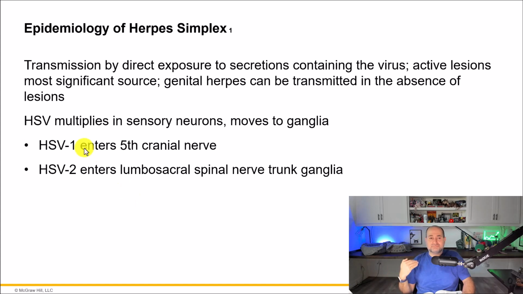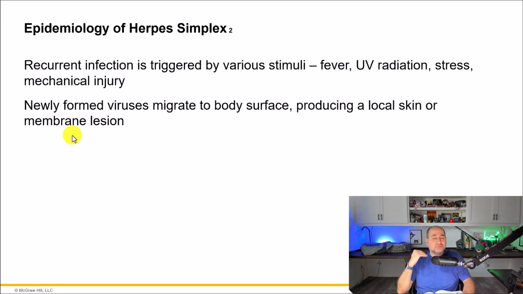And what causes it to go from a latent infection to a reactivation? Recurrent infection is triggered by various stimuli: fever, UV radiation, stress, or even mechanical injury. These types of stressors can reactivate the herpes virus. Once reactivated, those newly formed viruses move and migrate to the body's surface, producing a local skin or membrane lesion.